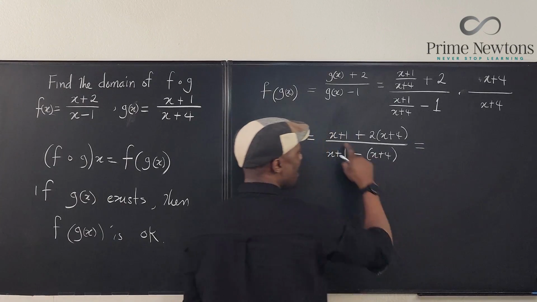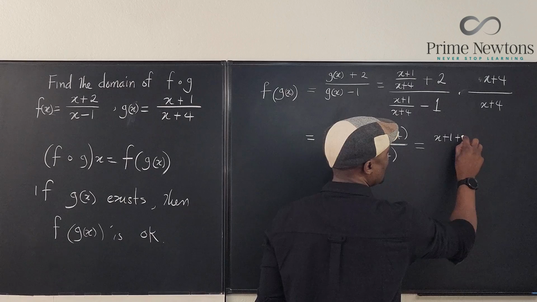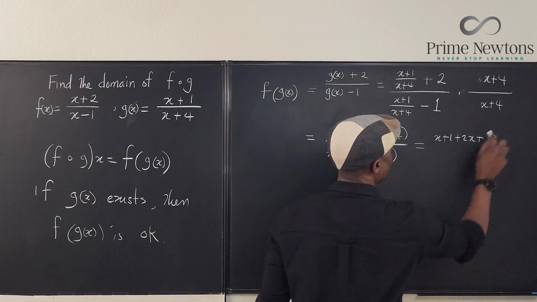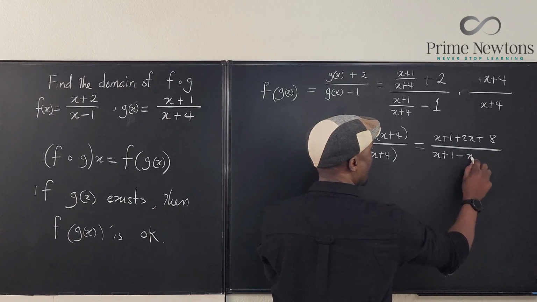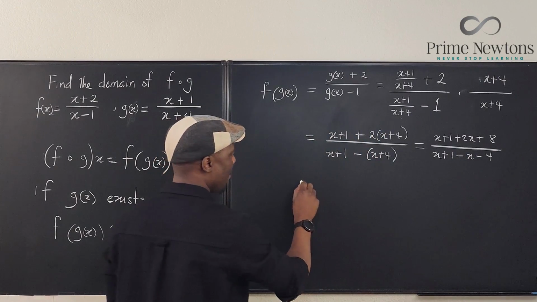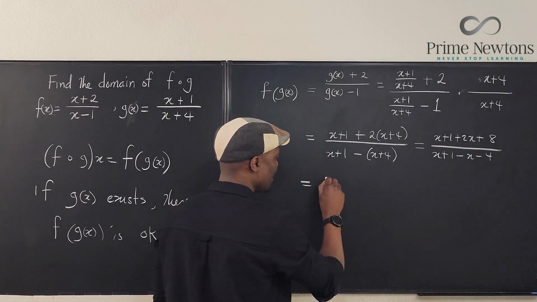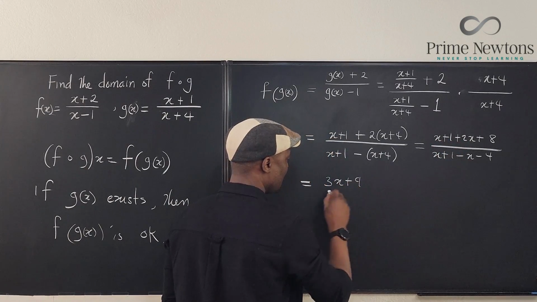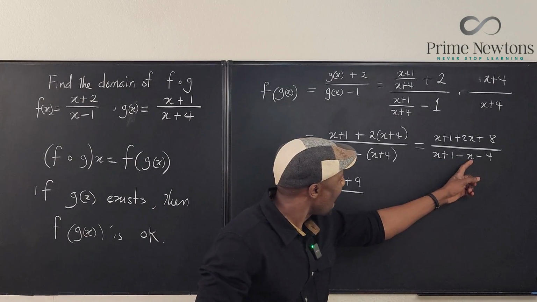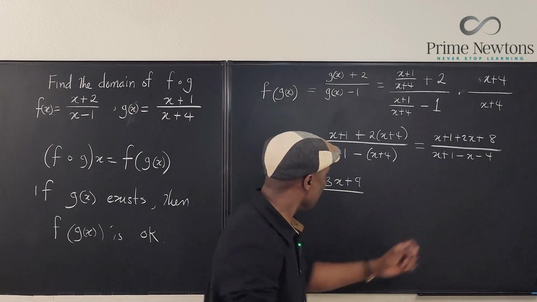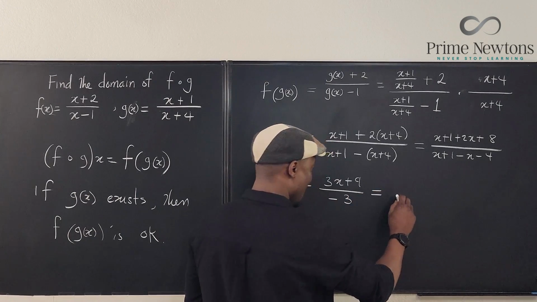Okay, let's clean this up. This on top is going to be x plus 1 plus 2x plus 8, divided by x plus 1 minus x minus 4. So what do we have? On top, we're going to have 3x plus 9. And here we're going to have x minus x, that's 0, so minus 3. So the answer to this is what?